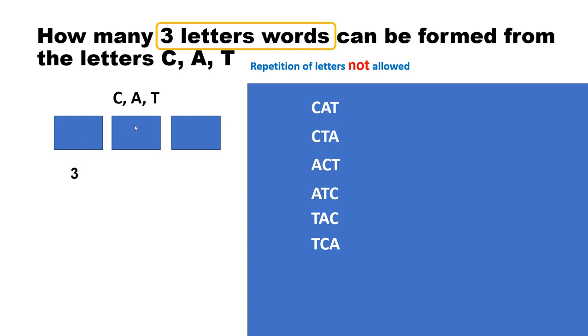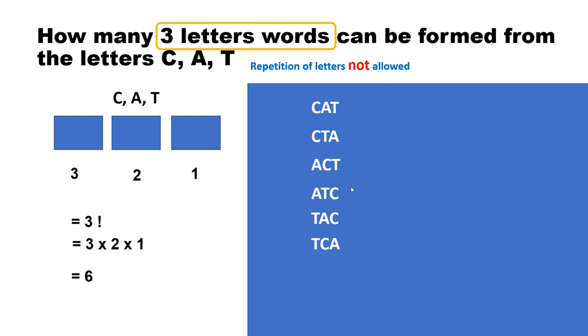For the second one, since repetition of letters is not allowed and 1 letter has already been used here, the number of choices we have is 2. And for the third one, since 2 letters have already been chosen, we are left with 1 choice. So the number of ways in which we can arrange the letters CAT is 3 times 2 times 1, or it can be represented as 3 factorial, which is equal to 6.